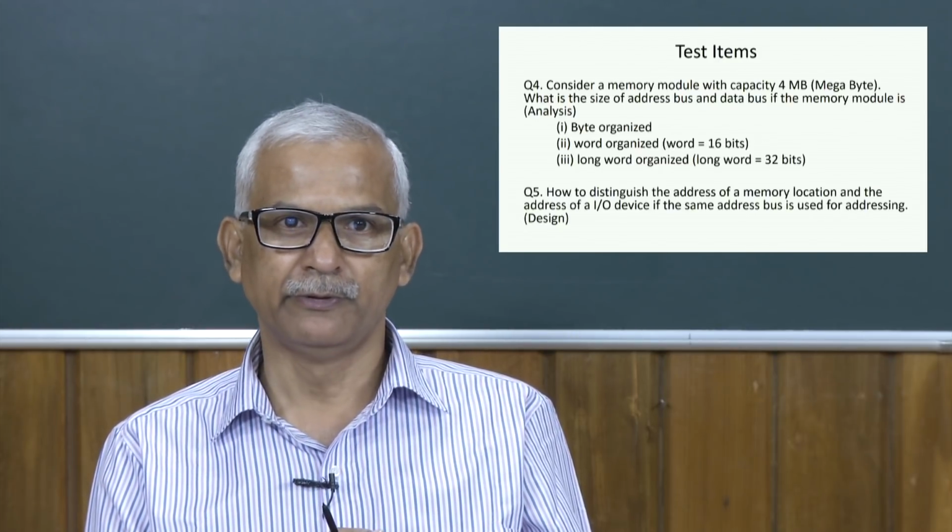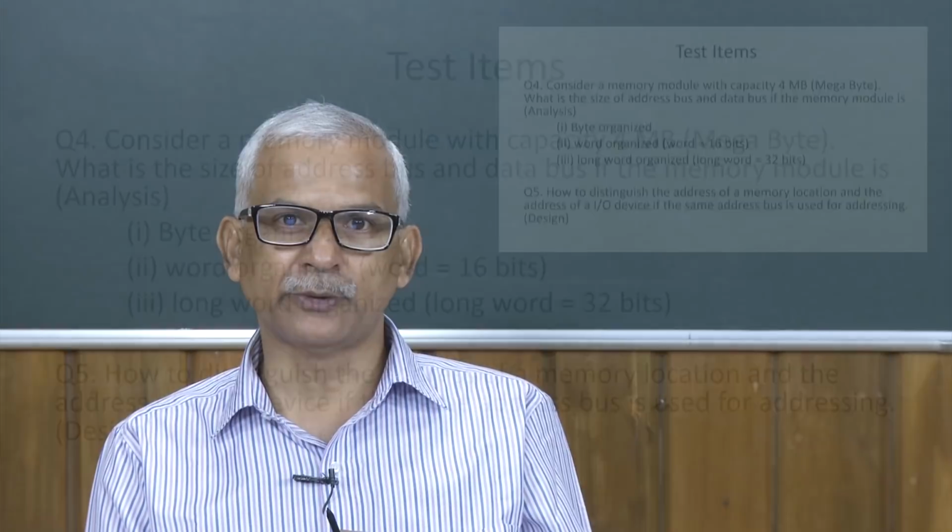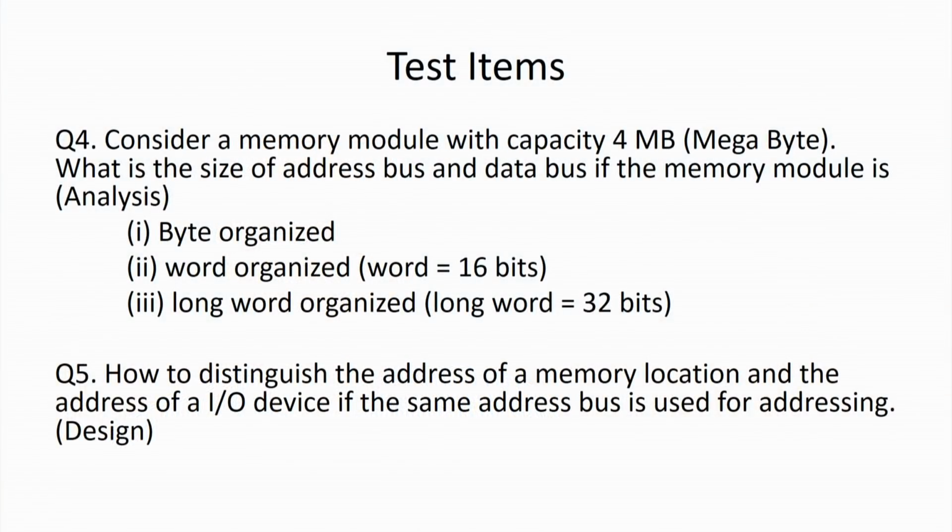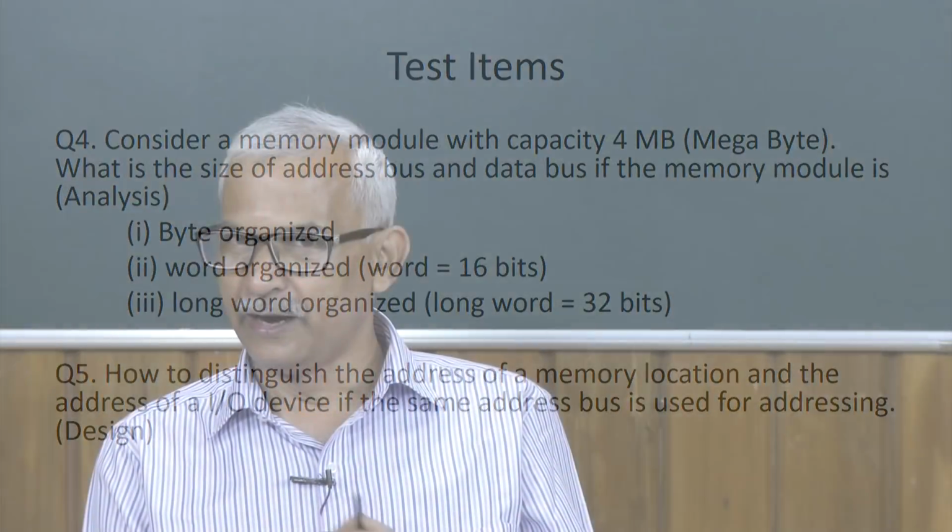Question number 5, how to distinguish the address of a memory location and the address of an IO device if the same address bus is used for addressing? This is simply at the high level, the design level. When we are going to design a computer, at that time we have to resolve all those particular issues. I think I have mentioned something.